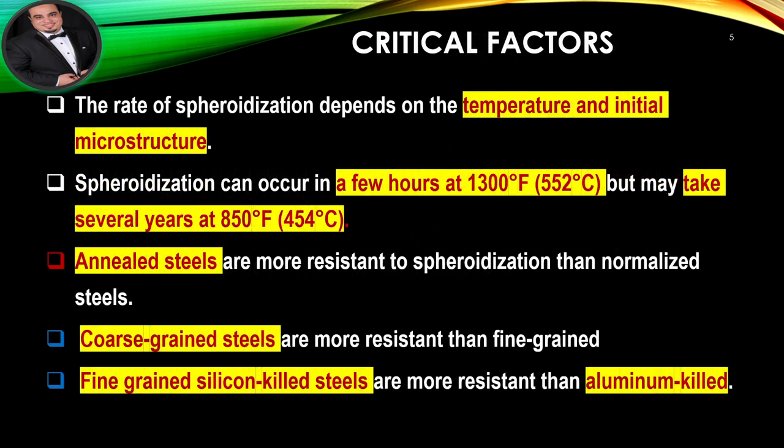Critical factors. The rate of spheroidization depends on the temperature and initial microstructure. Spheroidization can occur in a few hours at 1300 degrees Fahrenheit but may take several years at 850 degrees Fahrenheit. Annealed steels are more resistant to spheroidization than normalized steels. Coarse-grained steels are more resistant than fine-grained. Fine-grained silicon-killed steels are more resistant than aluminum-killed.